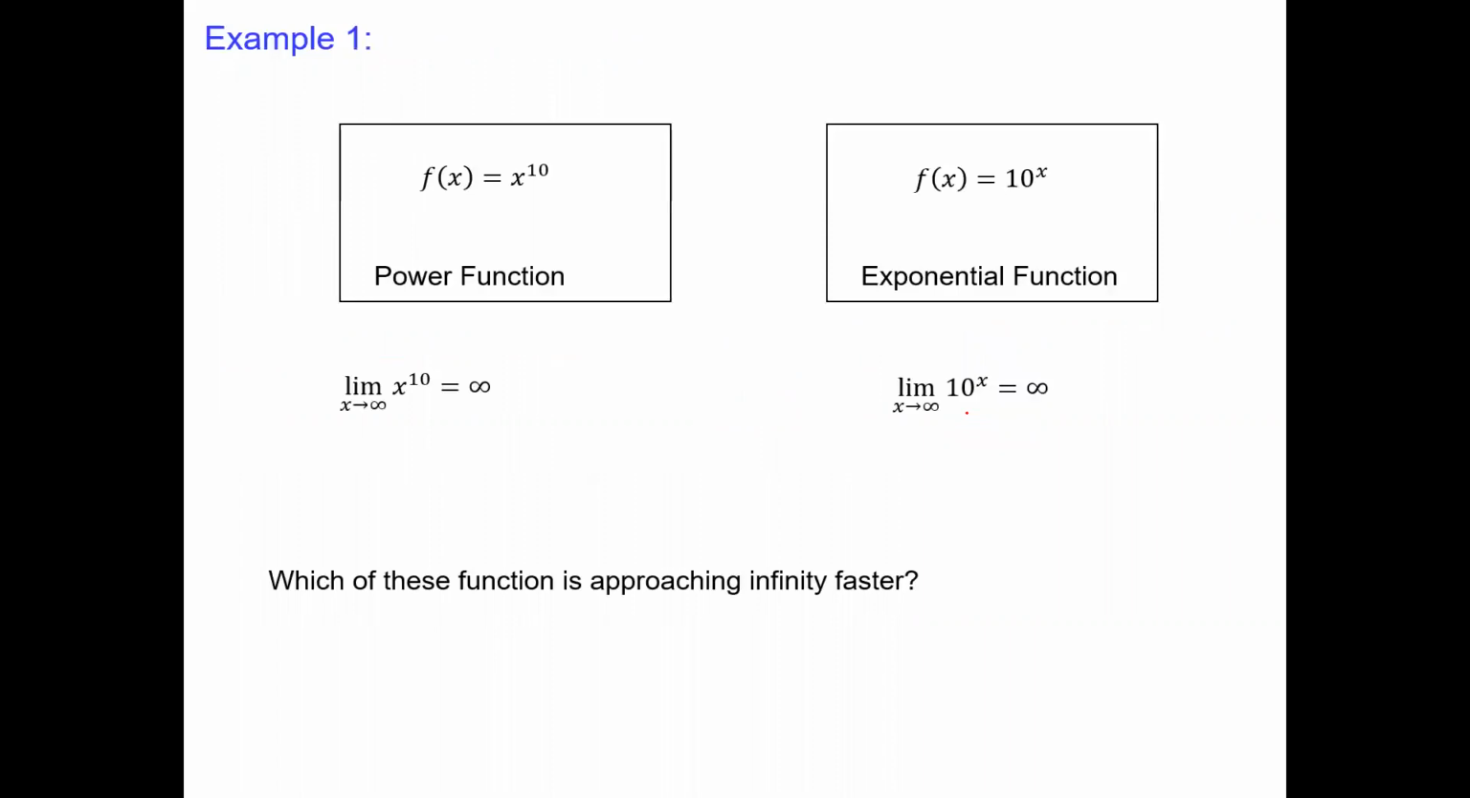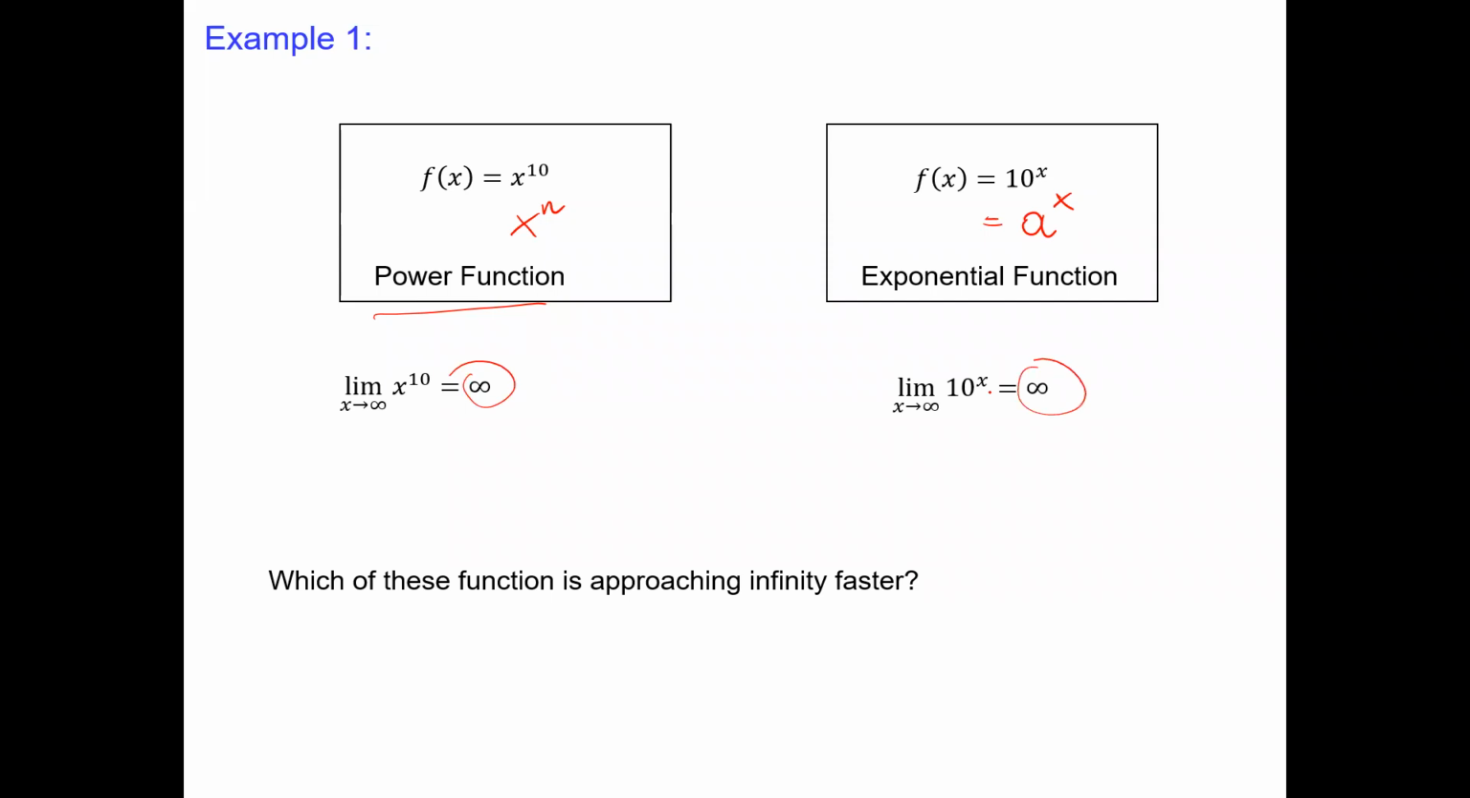My example number 1 is trying to compare a power function like x to the power of n, for instance, or the exponential function a to the power of x. Yeah, x is in the exponent. Which of these functions is approaching infinity faster? We know that both of them go to infinity.